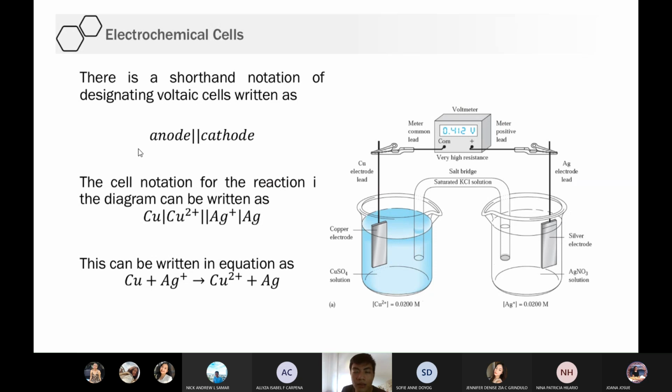Double line. Ngayon, since may ions ka na nagre-react sa anode, may ions ka na nagre-react sa cathode, ganito gagawin mo. So, you write the reaction for the anode here. Okay? So, that's metal, then ion. Metal, line, then ion. Sa cathode naman, ion, line, then the metal. Okay? So, bakit naging ganyan? For example, dito, if you write the reaction, yan is ganito yan eh.